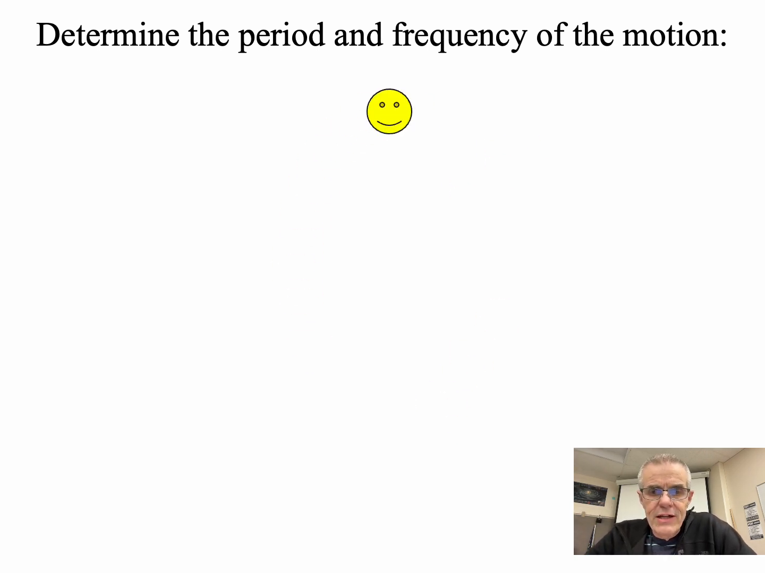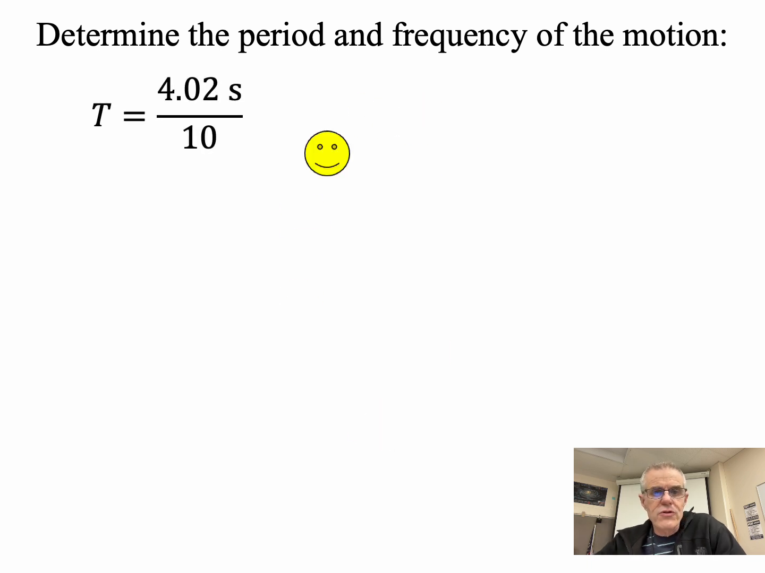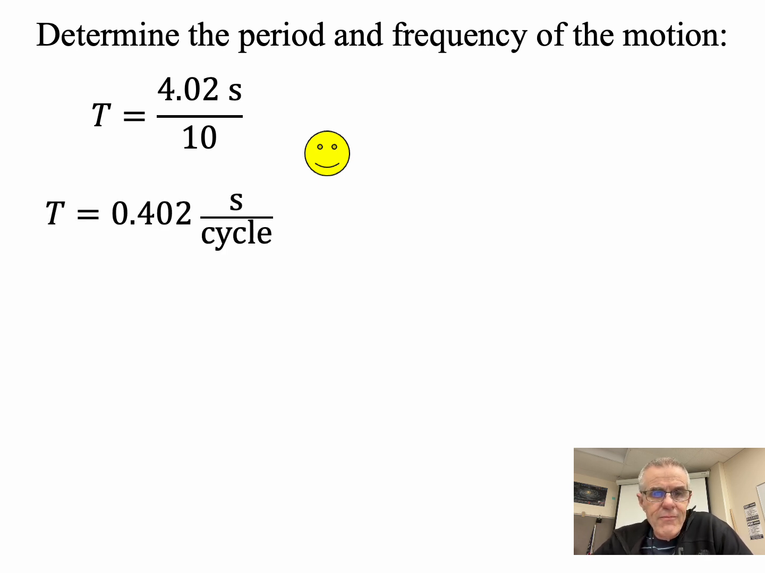Now, what would I do with that to figure out the period and the frequency? We need to go back to the definition. One of the most important things to know about period and frequency is the definition. That's true for lots of things in physics. Definitions are important. So if I wanted to find the period, and I know that it took 4.02 seconds to go around 10 times, I need to use that information to find the time to go around 1 time, and that would be the period. And hopefully that's pretty straightforward. If you take the total time to go around 10 times, 4.02 seconds, and divide by 10, that would give me the time for 1 cycle.